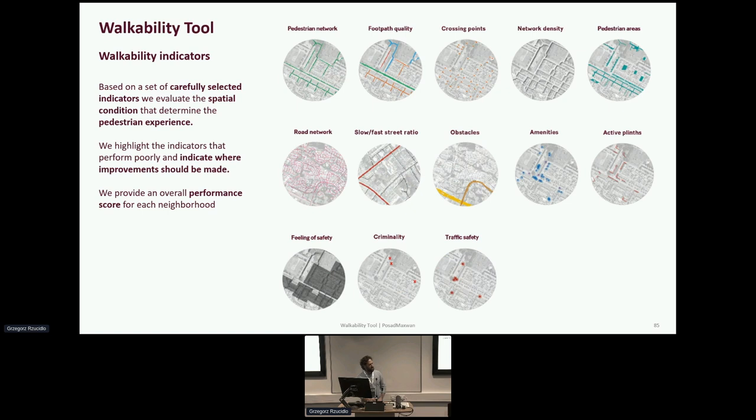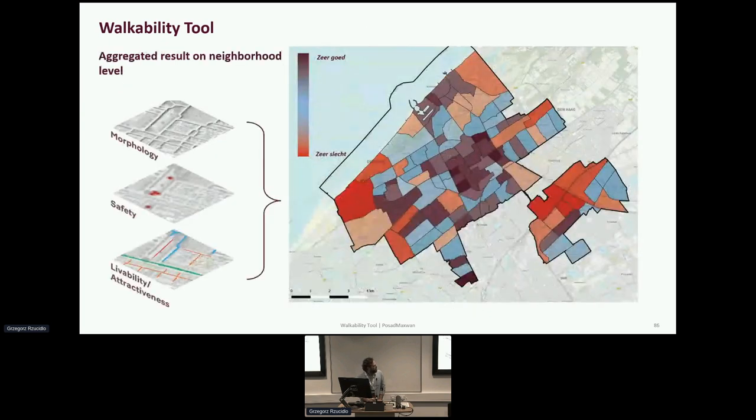And what we do is measure the individual indicator score. And this way we can trace back which indicators perform poorly in a certain study area, and therefore indicate where improvements could be made and what kind of improvements. We then aggregate our score to provide an overall performance score for each neighborhood. So this is a sample of a result for the city of The Hague in the Netherlands. So basically a selection of indicators are aggregated to give a final walkability score per neighborhood.